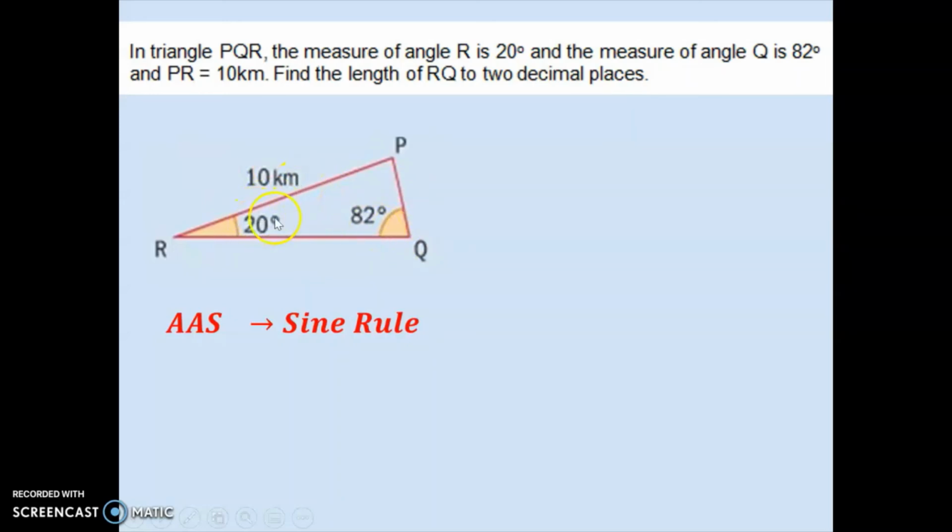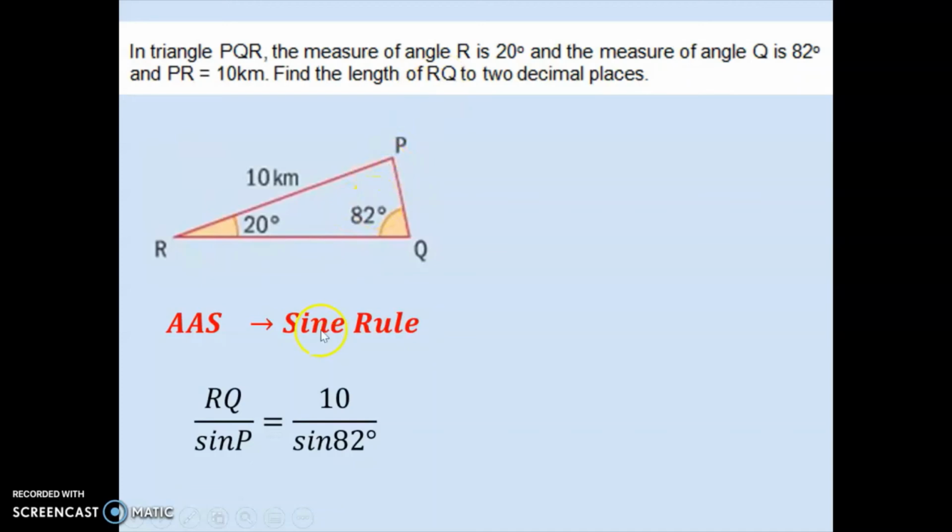And we have 20 and, oh, we don't know this side. So we can find PQ if we use sine rule. But that's not what we're looking for. We're looking for RQ. So what am I going to do? If I need RQ, I would need angle P. So why not begin with angle P first and then set up the sine rule to find RQ, because that's what we need. So what's angle P?